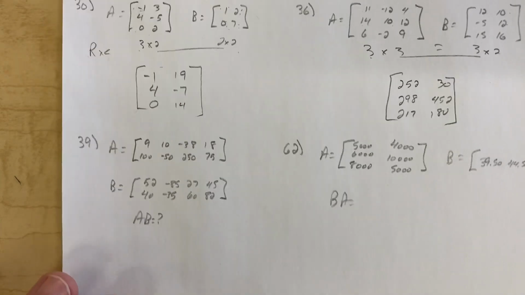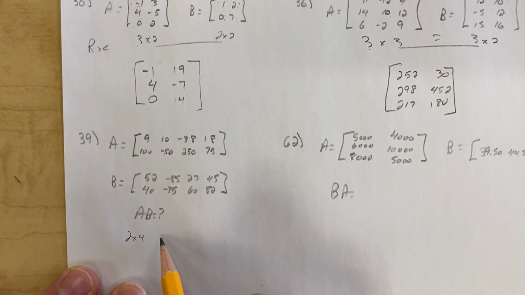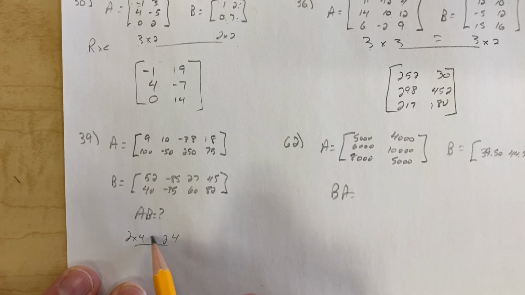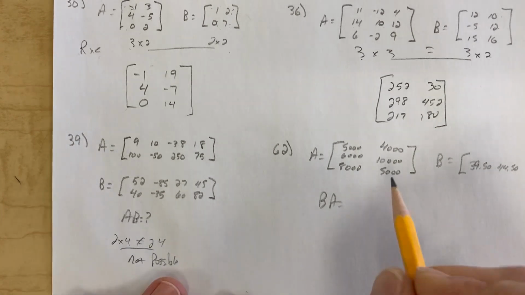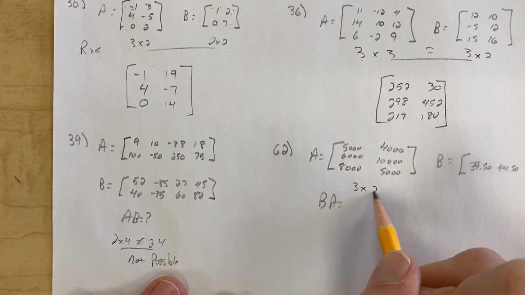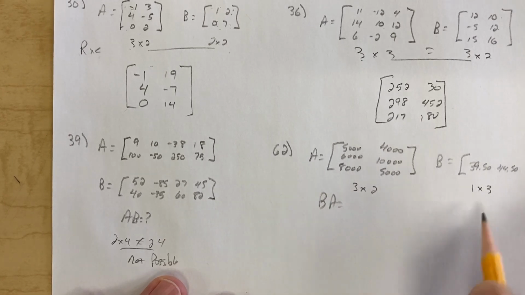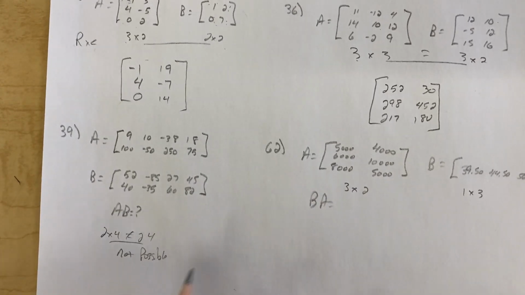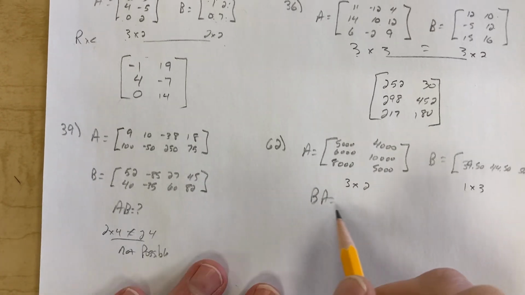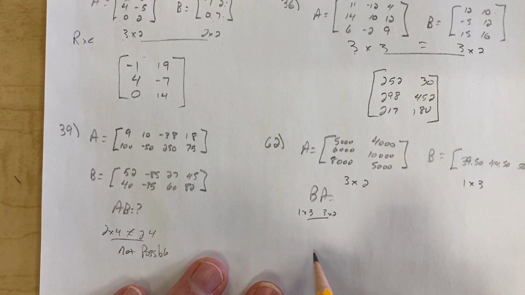All right. For 39, we have a 2 by 4 times a 2 by 4. The middle ones do not equal. This is not possible. All right. And this one we have a 3 by 2 here, and we have a 1 by 3. If we were to do A times B, that would not be possible, but they want us to flip it and make it B times A. So in other words, do the 1 by 3 times the 3 by 2, and for sure that works out.